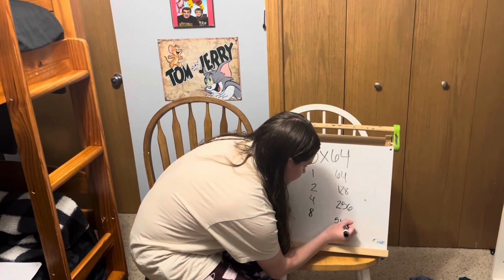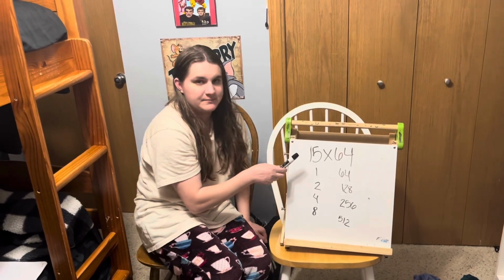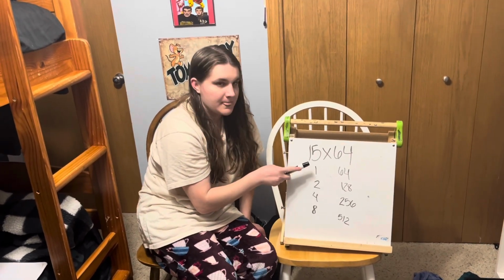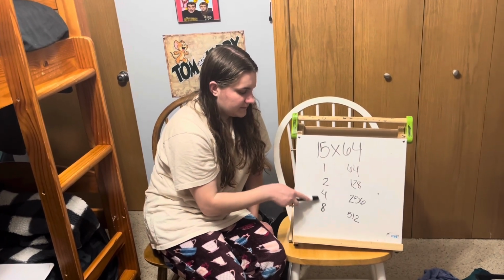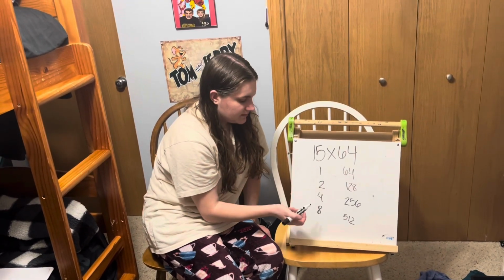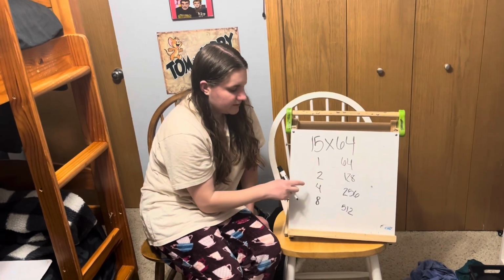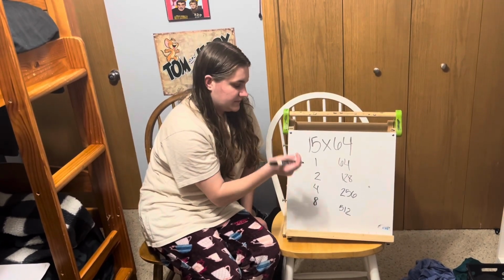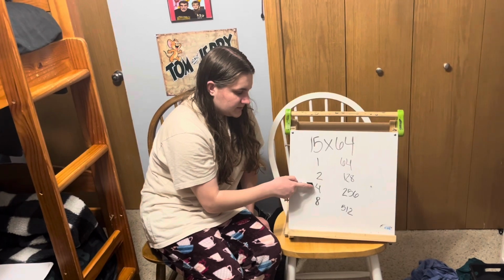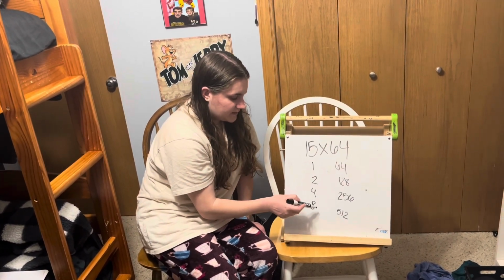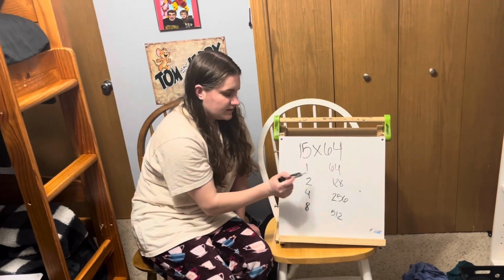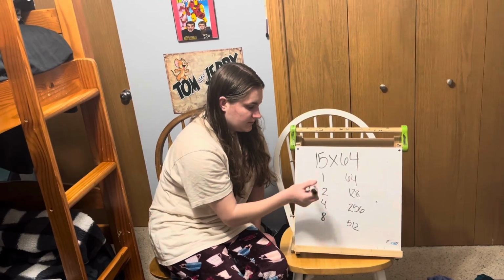Now what we're trying to do is get this first number in here, but we're going to be adding up these numbers to get that number. So we're going to find which numbers add up to equal 15. In this case, 8 plus 4 plus 2 plus 1 equals 15. Then we're going to add up the corresponding numbers together to get our answer.